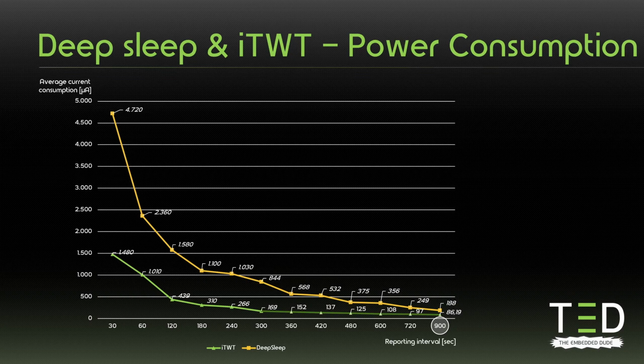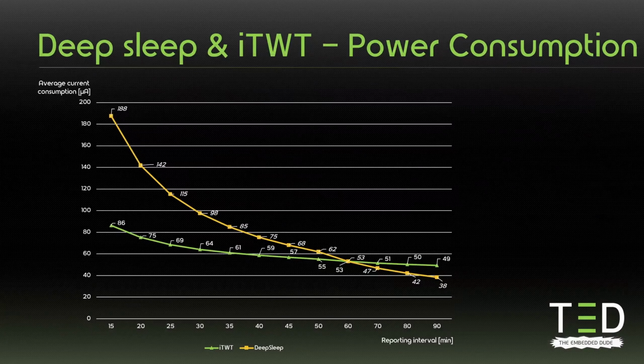So how does it look when we are going to reporting intervals beyond 15 minutes? Here on the x-axis we have the reporting interval in minutes now, from 15 minutes to 90 minutes. And we can see that both are actually even in power consumption, around 60 minutes. After that, the deep sleep has a lower power consumption than the individual target wake time, in theory. That also makes sense. Over time, the longer the interval gets, the lower sleeping current has to have an effect on the overall power consumption.